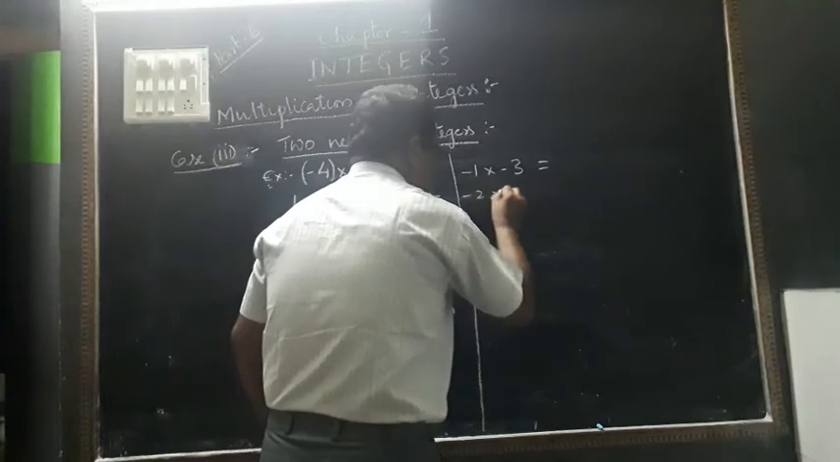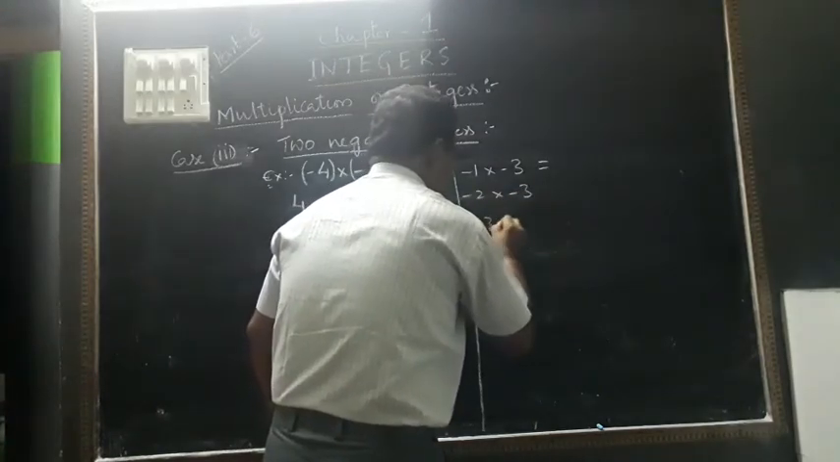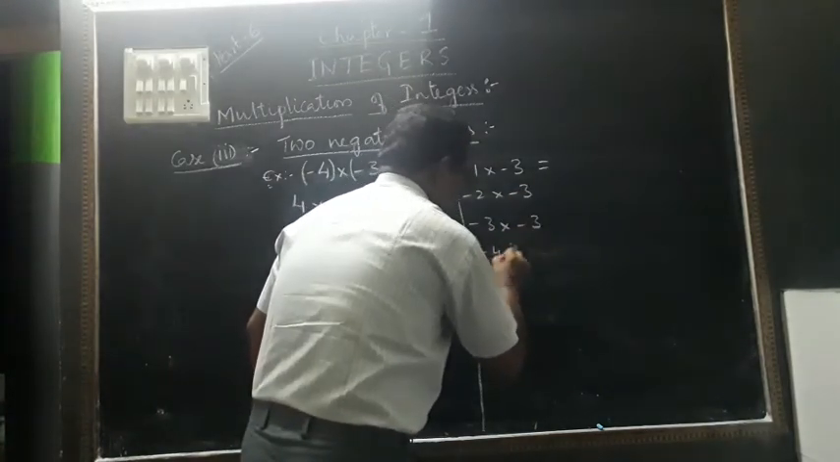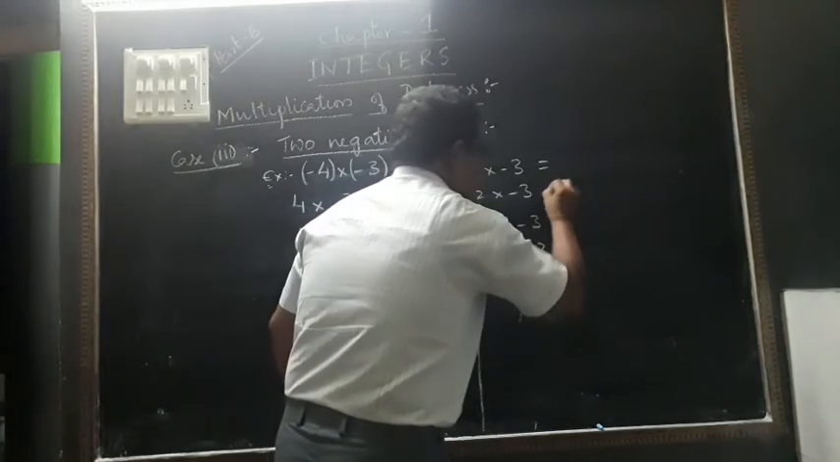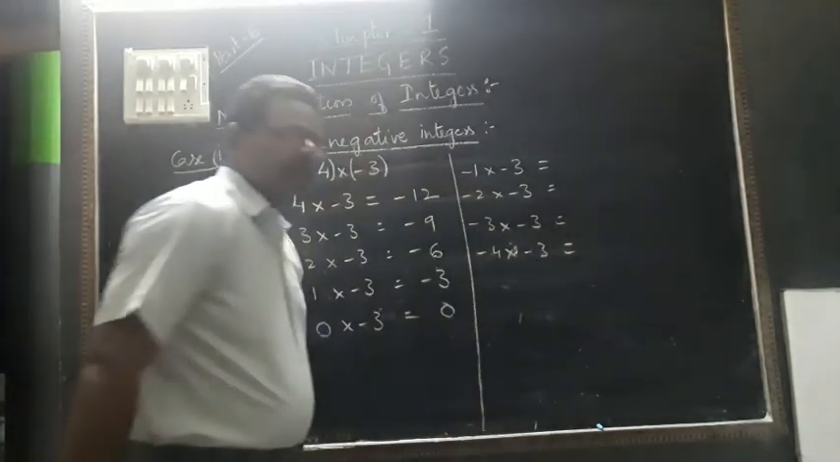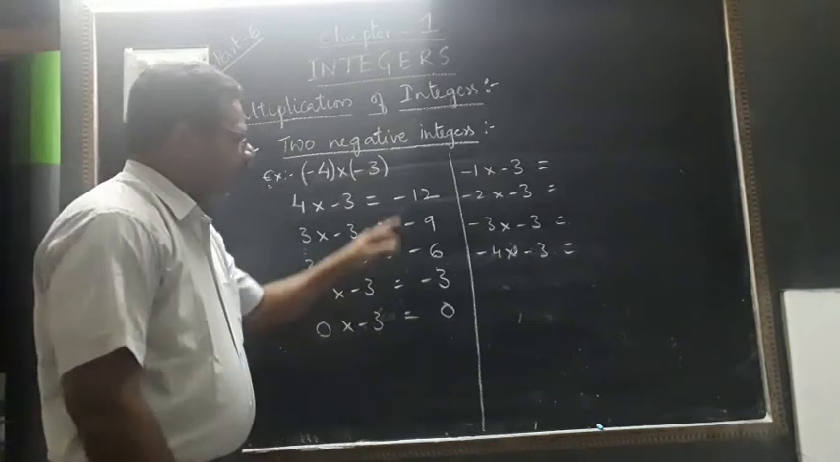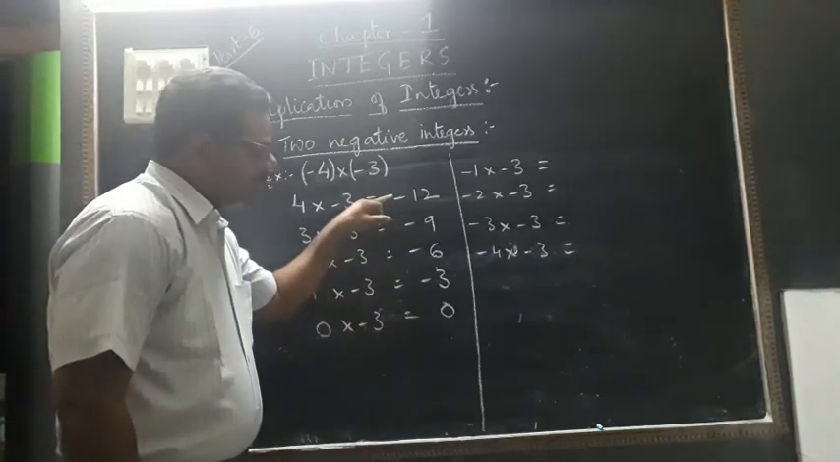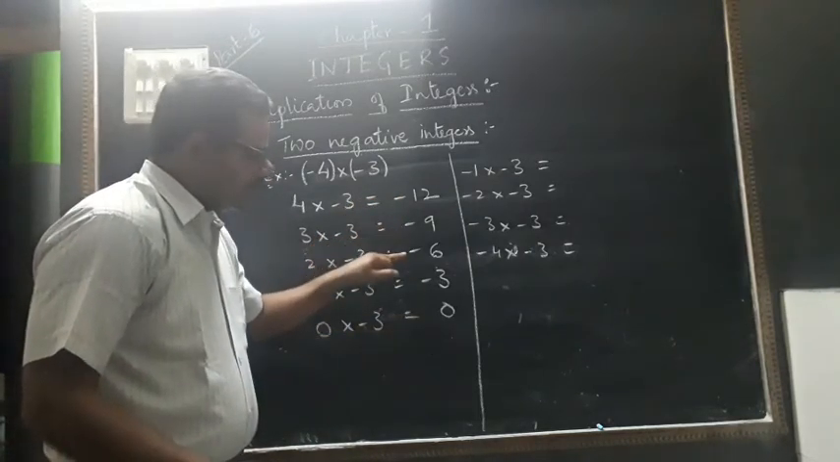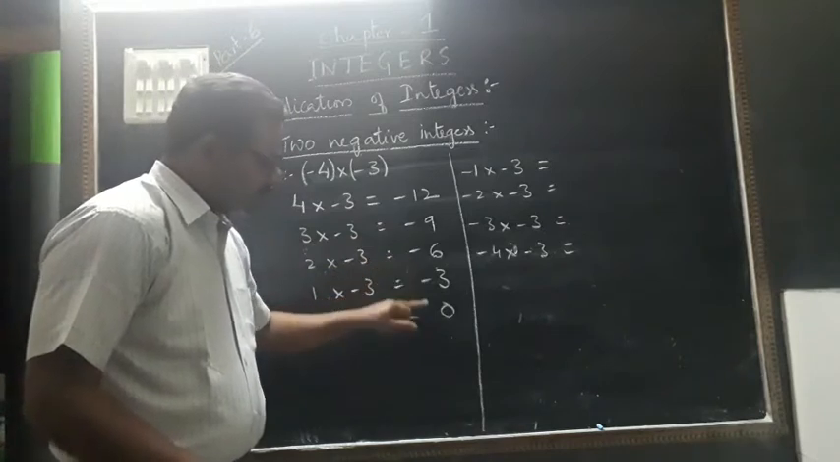So minus 2 into minus 3. Minus 3 into minus 3. Minus 4 into minus 3. So these answers we have to find out. How will we find out? Observe this pattern: minus 12, minus 9, minus 6, minus 3, 0.